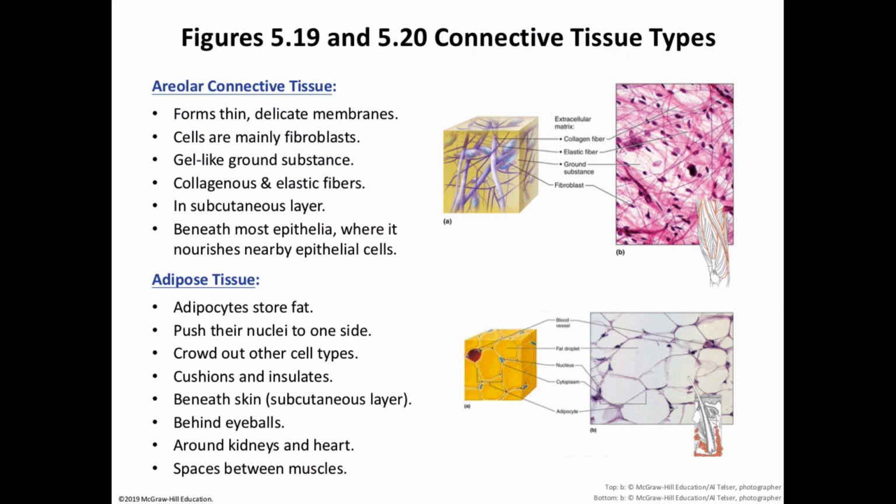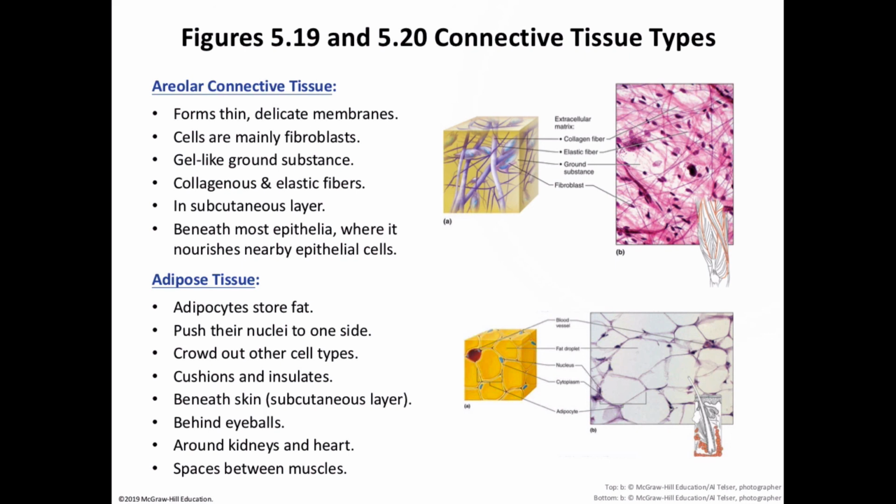Next up, class, is adipose. I'll spend time, class, with adipose. So you can call this fat tissue if you'd like, adipose or fat tissue. It all looks the very same microscopically, class, such as you all see on page 165 in figure 5.20B.